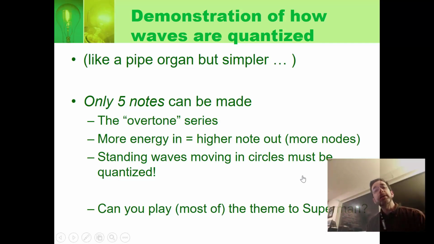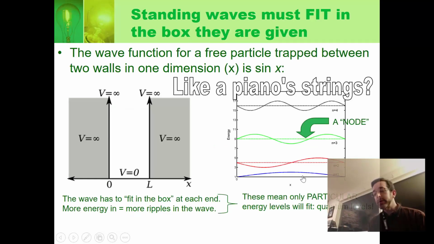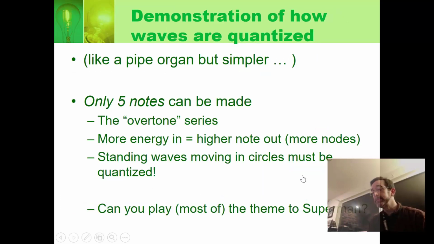So I can only ever get five notes out of the spinning tube that I did. Those are called the overtone series, and those are actually equivalent to these simple waves that you can make by plucking a piano string or by putting an electron in a one-dimensional box. More energy in means a higher note out, means more nodes.